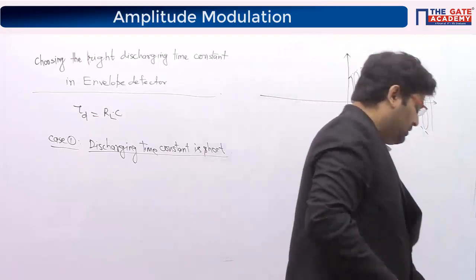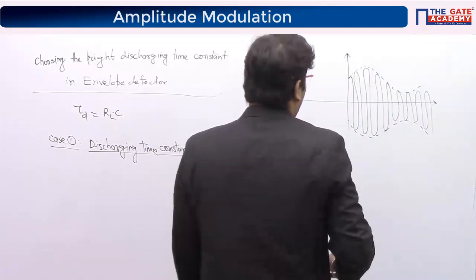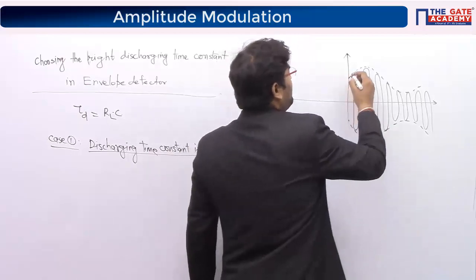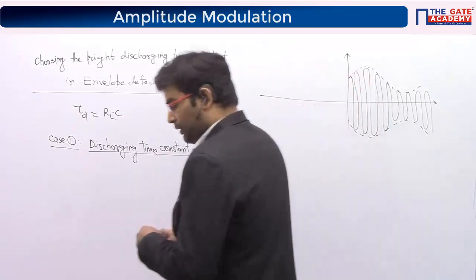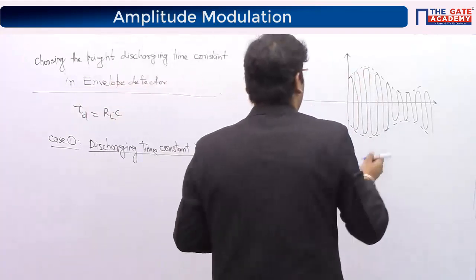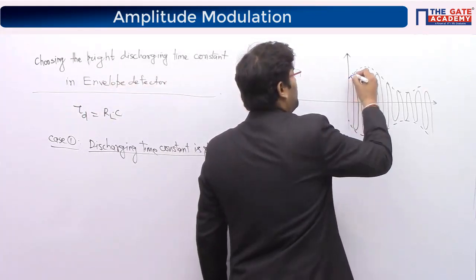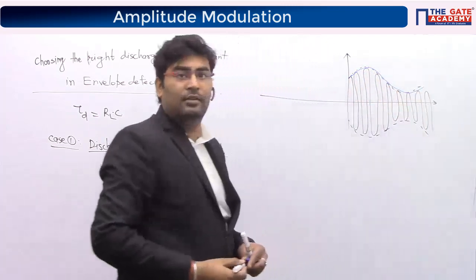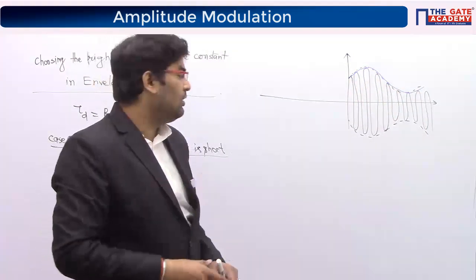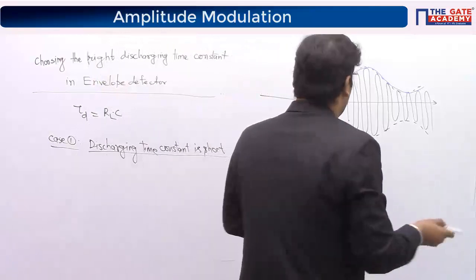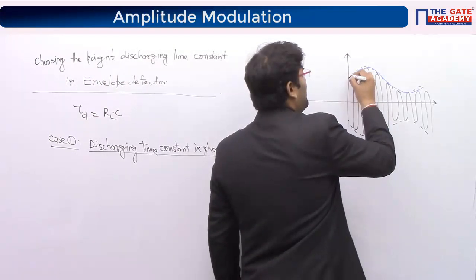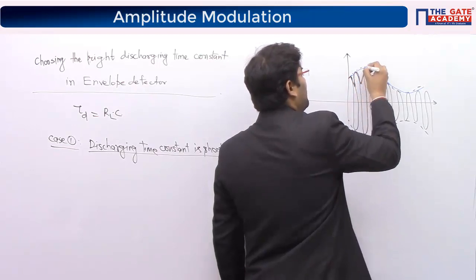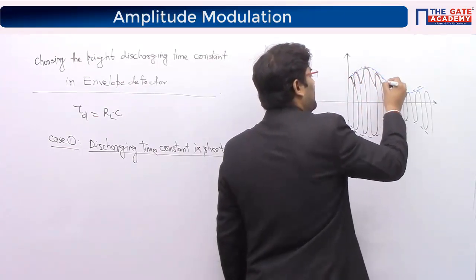Okay. Now the discharging time constant is short, what will happen? It will quickly discharge, so it has to track this signal. Okay, let me use some other color. This is what I want, right? This is what I want, but what it will give me is something like this. It will discharge fast, and then up, again fast, up. So it will give something like this.